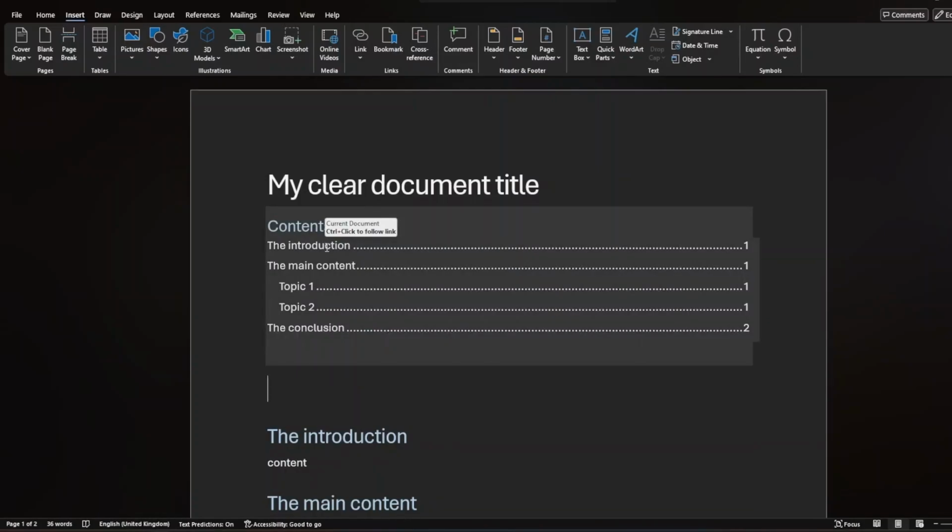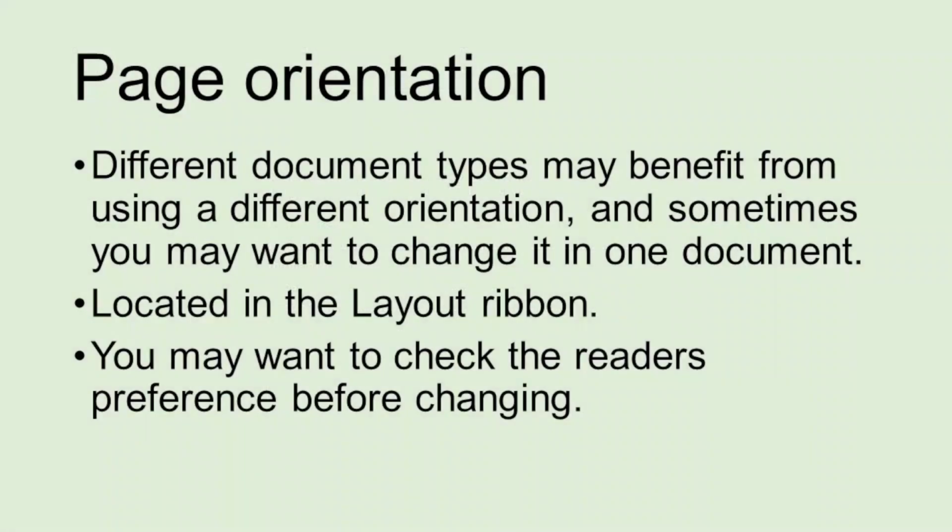Page orientation. Different document types may benefit from using different page orientation, and sometimes you may want to change it within one document. You'll find page orientation located within the layout ribbon. You may want to check the reader's preference before changing to make sure it doesn't disorientate the person reading through your document. And they may have a preference to how your document should be laid out.